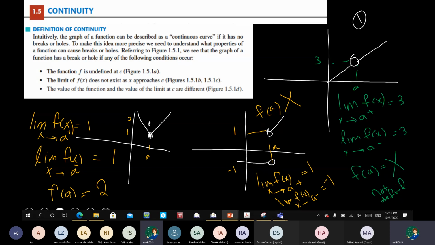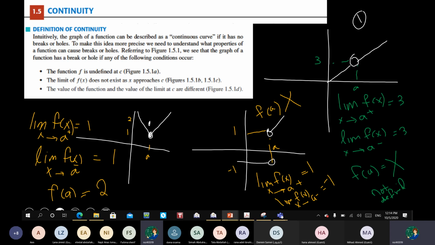Now, all of these functions, all of these limits that I'm drawing now, are not continuous. This function is not continuous. Why? Because we have 3 cases in which we can say that this function is not continuous.